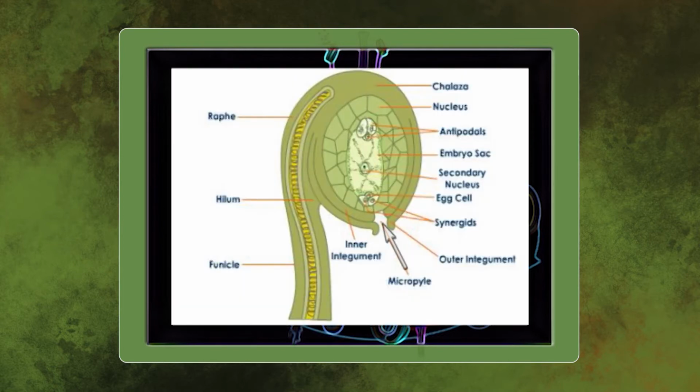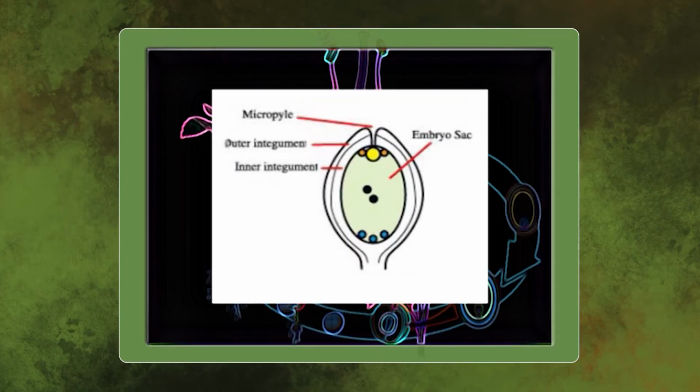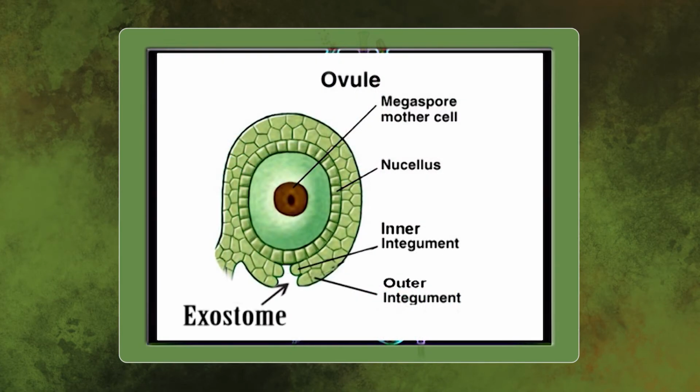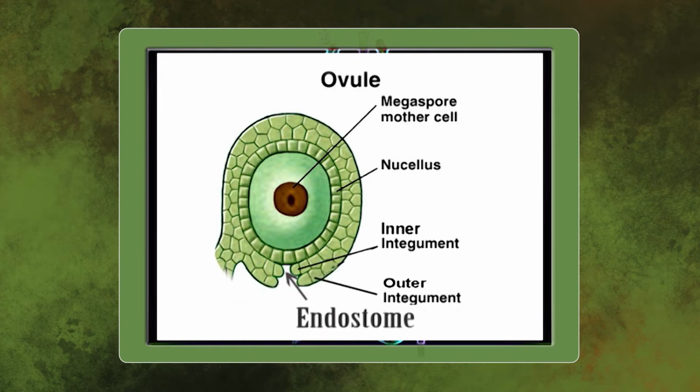A micropyle is an opening through the integuments of an ovule to the nucellus. Depending upon the presence or absence of integuments, the micropyle may or may not be organized. In bitegmic ovules, the micropyle is generally formed by either both the integuments or only the inner integument. When both the integuments are involved, the passage formed by the outer integument is called exostome, and that by the inner integument is called endostome.